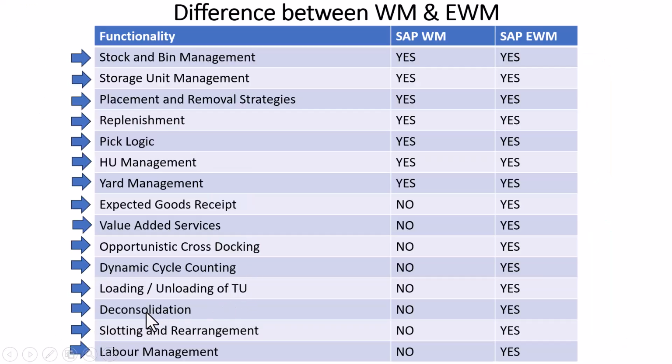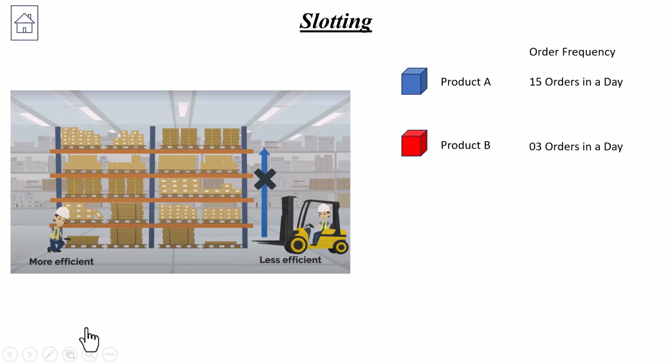Now let's get into another topic: slotting and rearrangement. So you should understand what slotting is. For example, for a delivery, we can efficiently pick from the lower level of this rack, right? We can easily pick the products from these lower shelves, the lower levels of racks. It's very difficult to pick the products from the upper levels.